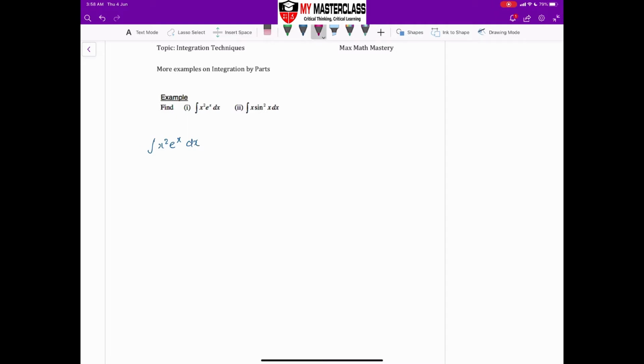I'm going to quickly identify my u as my x squared. Algebra comes before exponential, so dv/dx is equal to e^x. du/dx will then be 2x, and the integral of e^x will still remain as e^x. So a quick one, I'll get x squared e^x, uv, minus the integral of v du/dx, so it's 2x times e^x. Unfortunately you still can't integrate because of the 2x in front. So I'm going to do by parts one more time. In this case, your u now is 2x, your du/dx is equal to 2, your dv/dx will still be e^x, and your v will still be e^x.